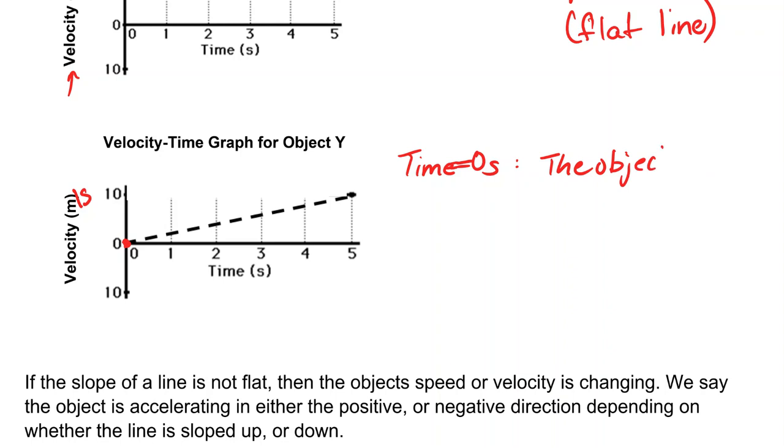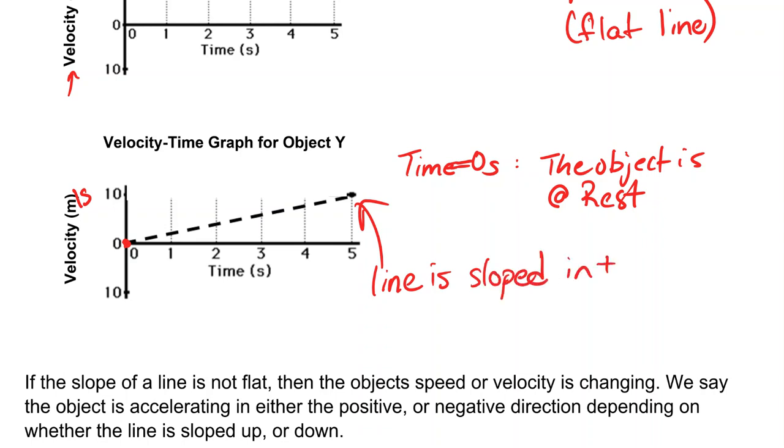the object is at rest. It's not moving, right? But then as soon as 0.1 seconds starts, it starts moving, and what's happening to its speed or velocity? It keeps going up and up and up. It's going slowly at first, then it's going fast, and then it's going really fast. So what's happening is this object is accelerating, because this line is sloped in the positive direction.